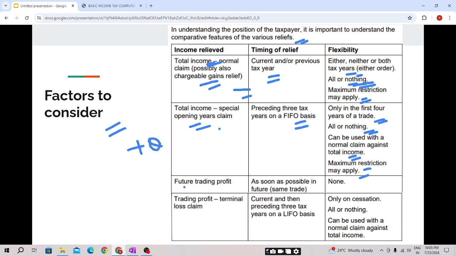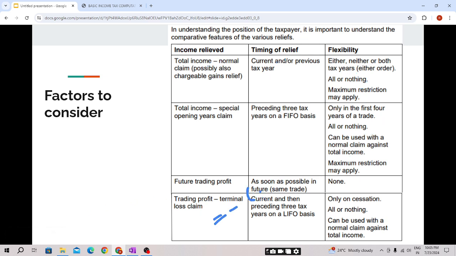We need to select future trading profits as soon as possible. As soon as possible in the future. Trading loss, terminal loss claim: current and then preceding 3 tax years on a LIFO basis. So the timing of the relief will be, students, in the terminal loss, first we need to set off against the current year and then the preceding 3 tax years on a LIFO basis. Only on cessation, all or nothing, and it can be used with normal claims against total income.